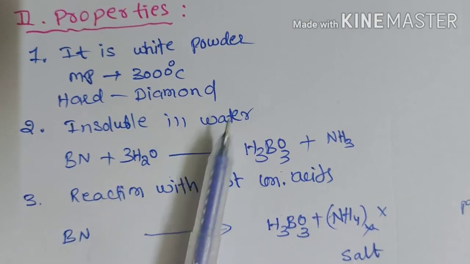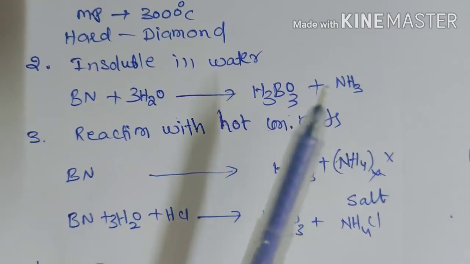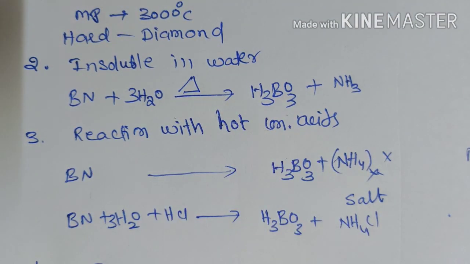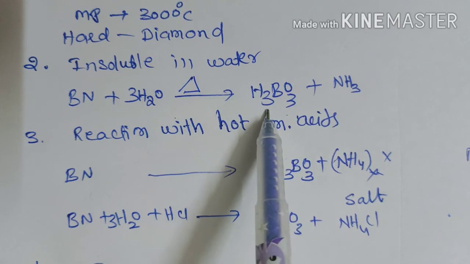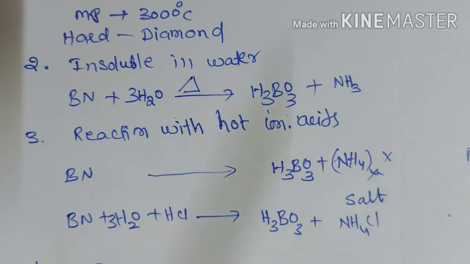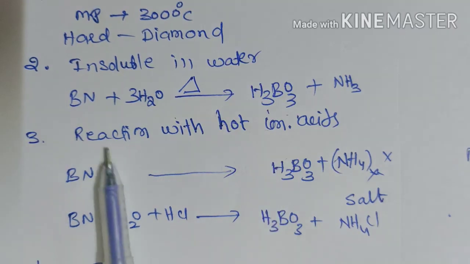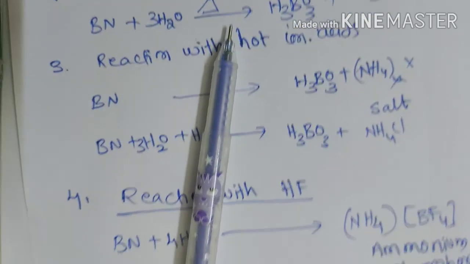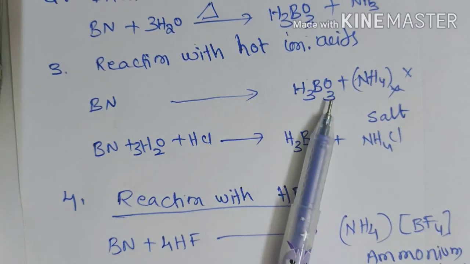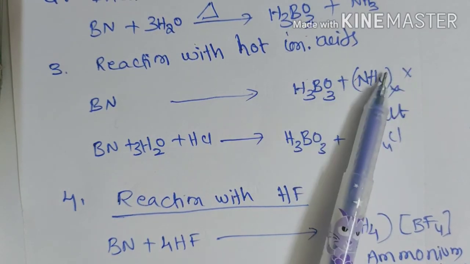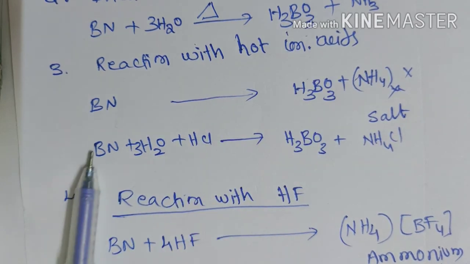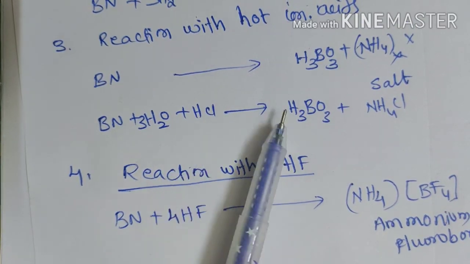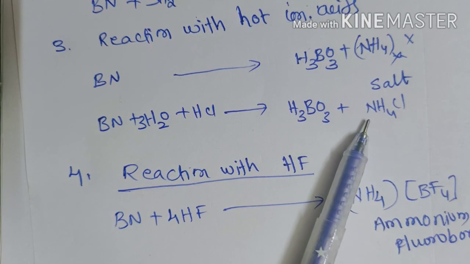Boron nitride is insoluble in water, but on heating it undergoes hydrolysis and gives boric acid and ammonia. Boric acid formula is H3BO3 and ammonia formula is NH3. And boron nitride undergoes oxidation with hot concentrated acids and forms boric acid and ammonium salts. The ammonium salts depend on the acid that we take. For example, boron nitride reacts with the acid HCl and forms boric acid and ammonium chloride.